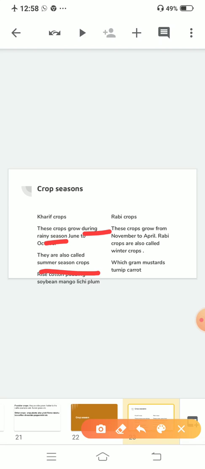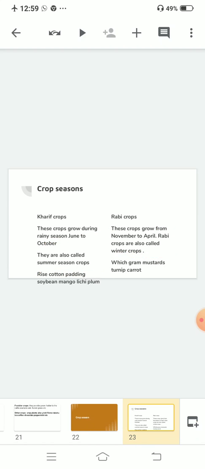Now, after that, Rabi crops. These crops are grown in the month of November to April, and these crops are called your winter crops. Example, cauliflower, carrot, radish, turnip, beans, apple, orange, etc. are examples of your Rabi crops. How many types of crop seasons are there? 2 types, Kharif season and Rabi season. Kharif means summer, Rabi means winter.